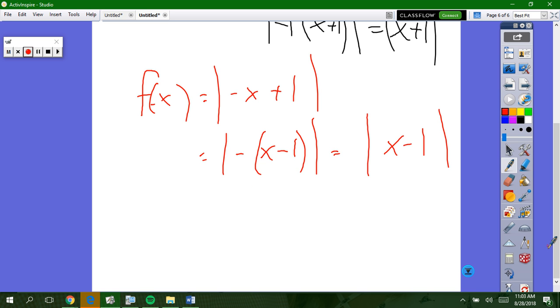No. This is neither. Because is it its direct opposite? Because what would be its direct opposite? Negative absolute value of x plus 1. Does that make sense? Okay, that would be neither.